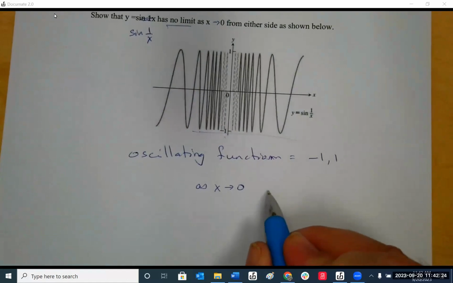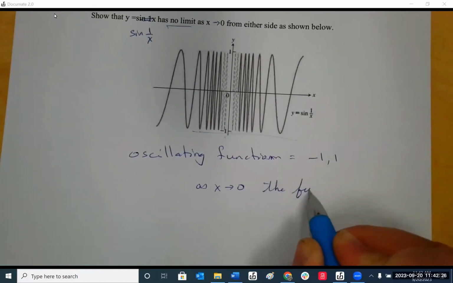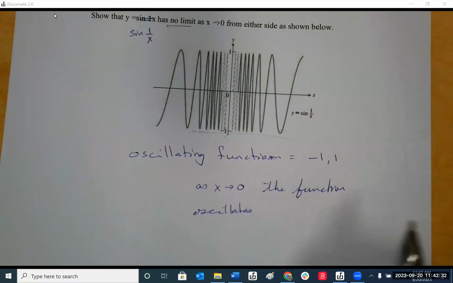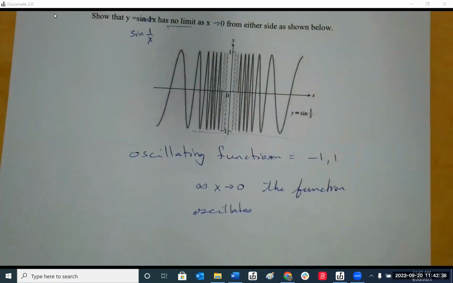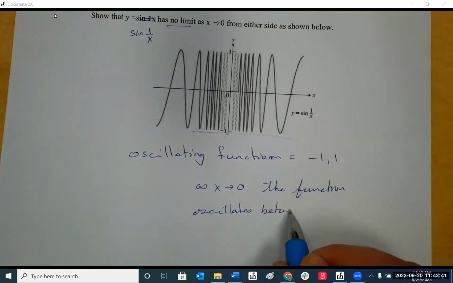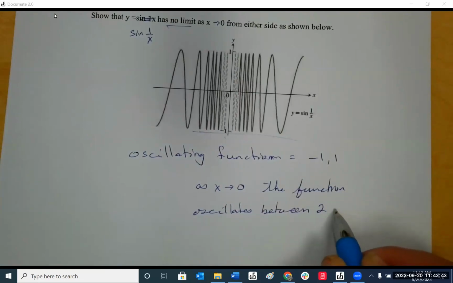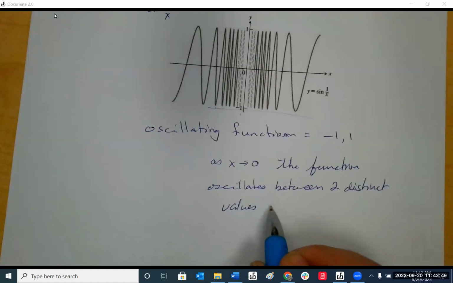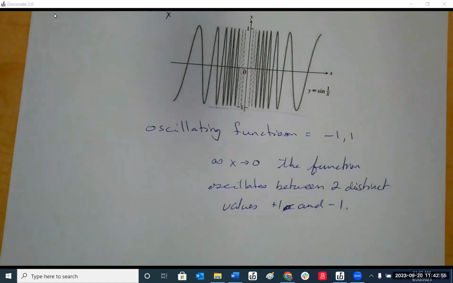So as x approaches 0, the function, well, no, we can't find it just yet. We will in a minute. Something similar to this, where we have oscillating functions. It oscillates between two distinct values, +1 and -1. Again, the closer it gets to 0, we don't know anything that's going on there because it just oscillates between up and down, up and down, up and down.